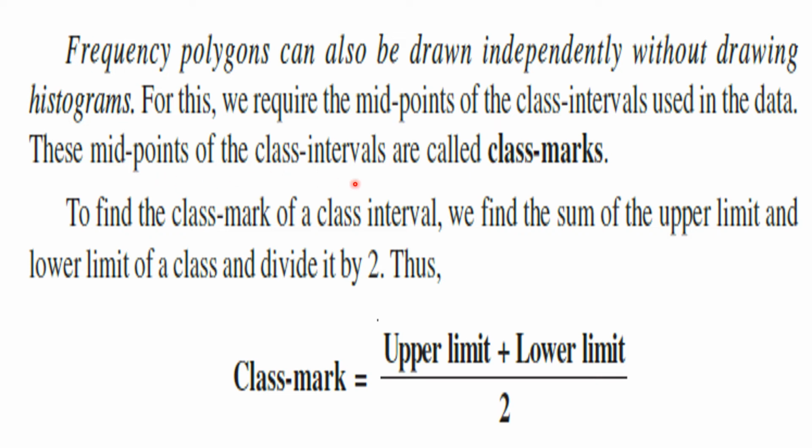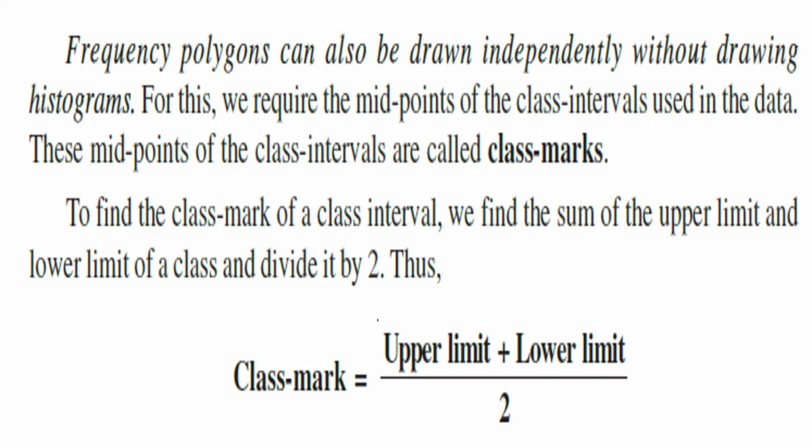What are the midpoints of the class intervals called? Yes, class mark. To find the class mark of a class interval, we find the sum of the upper limit and the lower limit of a class and divide it by 2. Thus, class mark is equal to (upper limit plus lower limit) by 2. By using this formula, we have to calculate the class mark of each class.